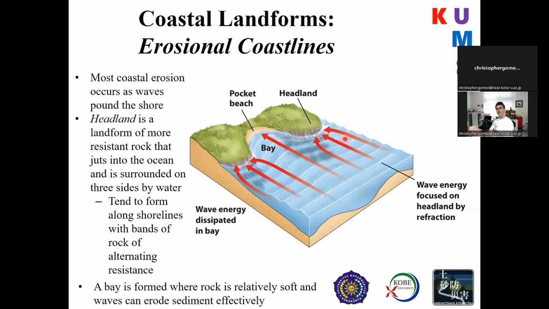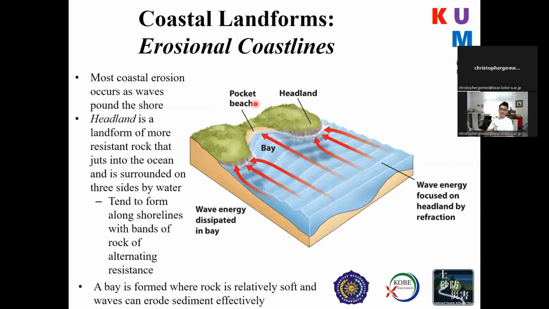When we have an erosional coastline, it means that the coastline is dominated by erosion processes. Most coastal erosion occurs as waves hit the shore. So the wave will be the main agent of erosion. And usually it's going to create a variation of headlands and pocket beaches, like you can see. Those pocket beaches are creating local small bays.